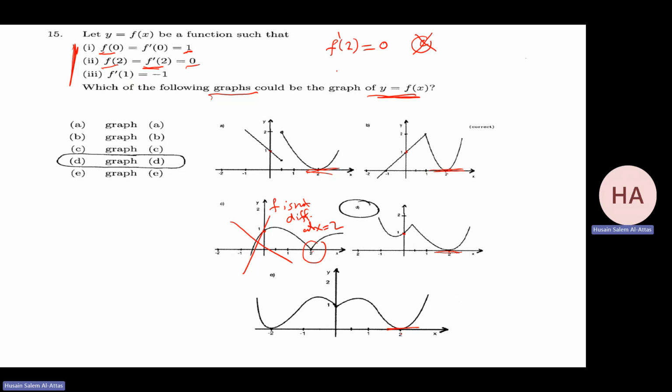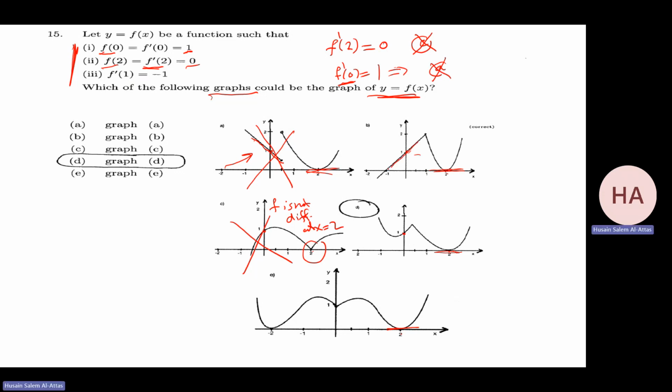Okay, let me go to f prime at 0 equal 1. The most important thing is not 1, it's positive. F prime at 0 is positive. That means the slope of the tangent line is positive. Okay, let us check at 0. The slope of the tangent line will be something like this, which is negative. We know this is negative, so this is out. So A is out.